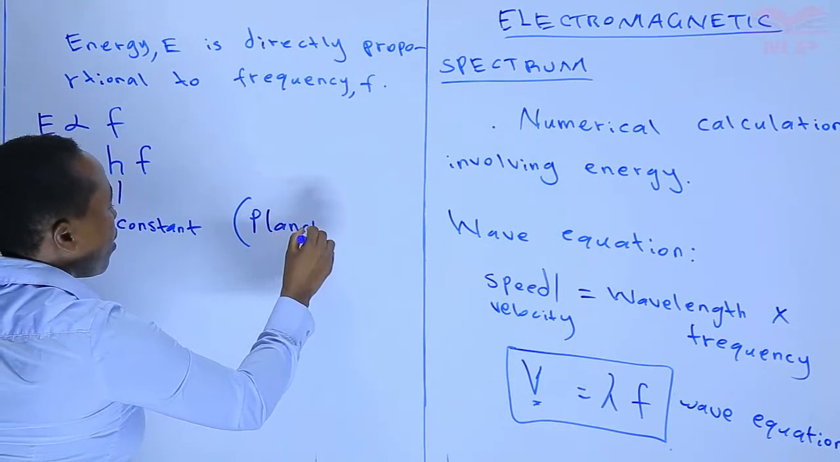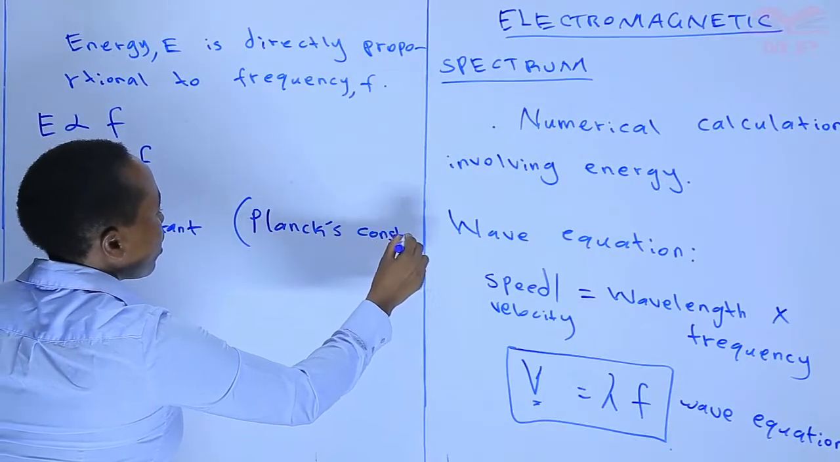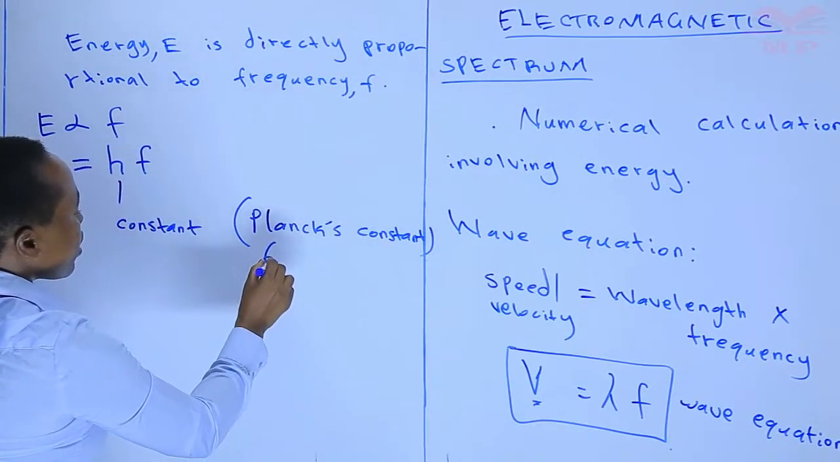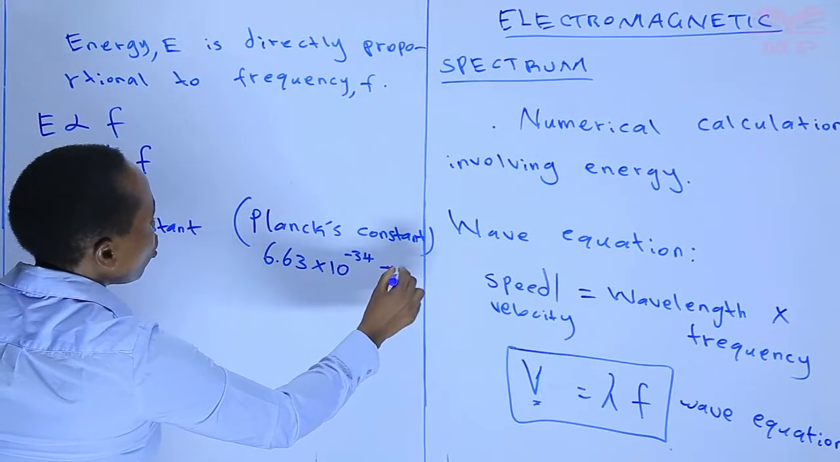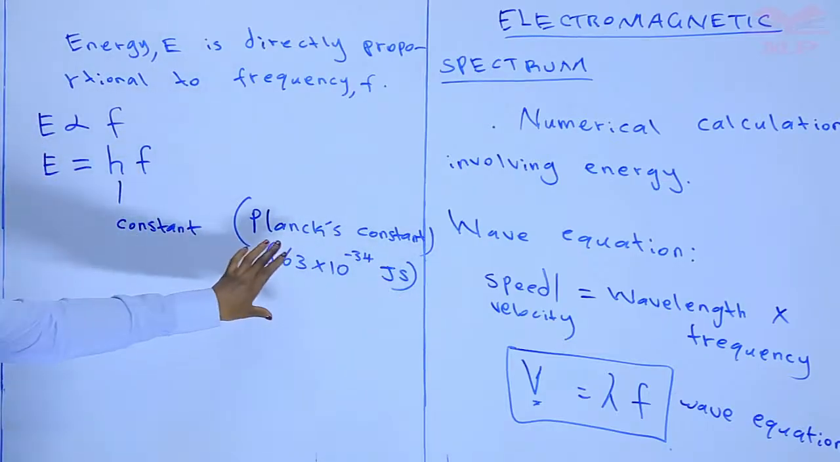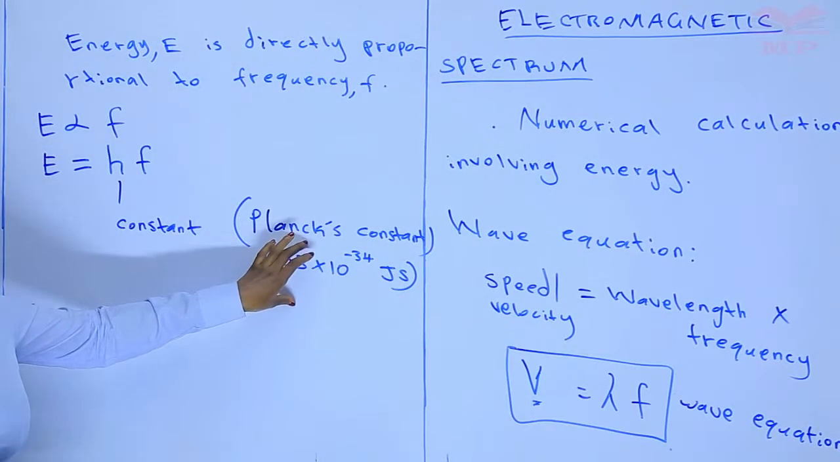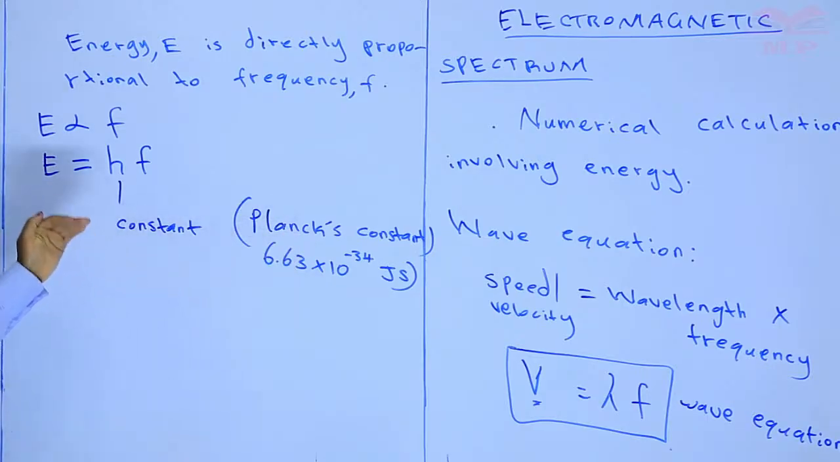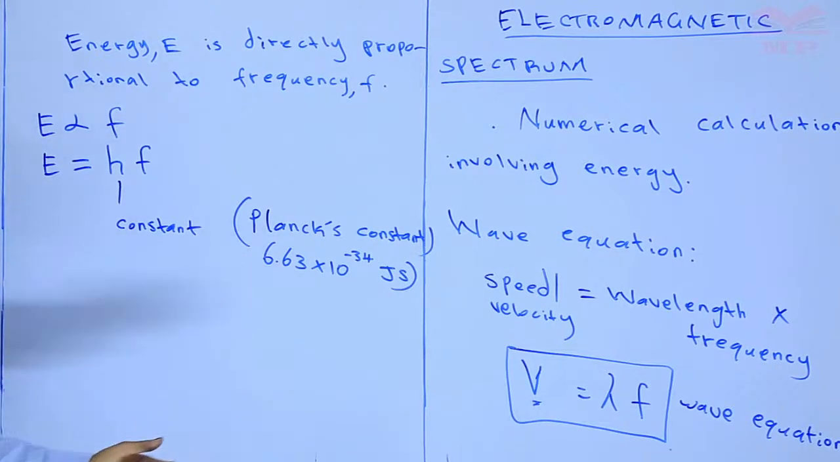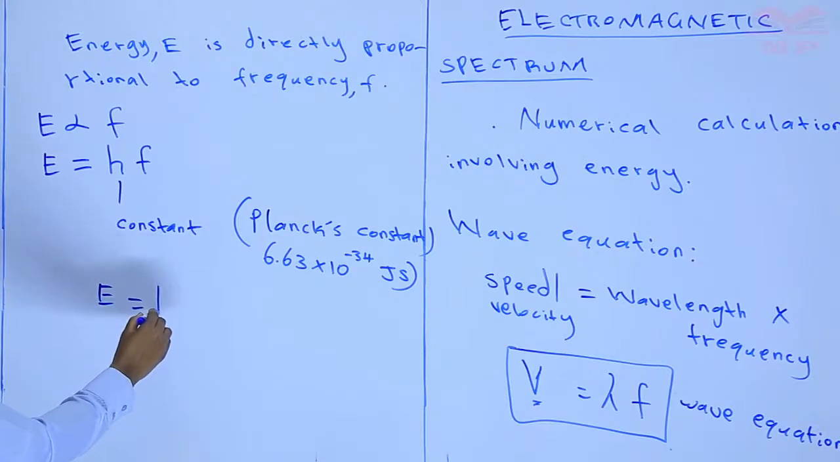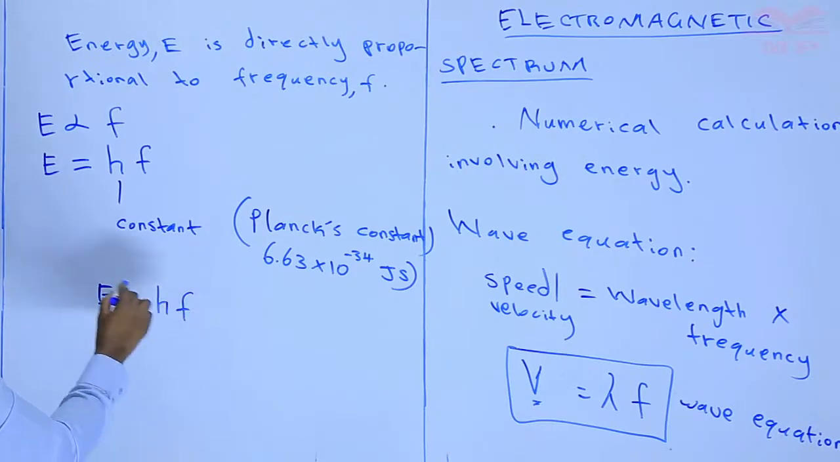We have the Planck's constant, and it is approximately 6.63 times 10 power negative 34 joules second. You don't need to cram this one. Whenever you are given a question involving you to use the Planck's constant, you'll be given that constant. At times, they also give us 6.64 times 10 power negative 34 joules second. So we have energy, therefore, is equal to the Planck's constant multiplied by the frequency.